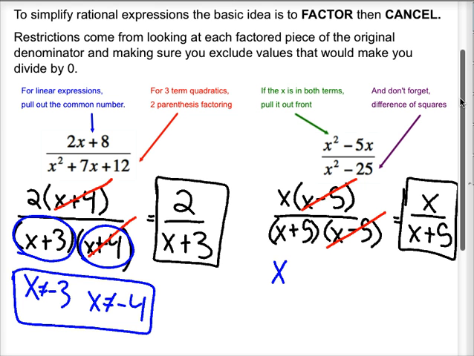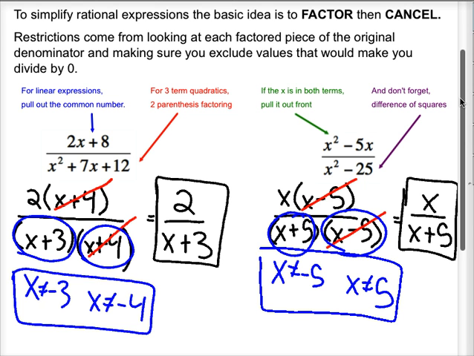Then to state the restrictions, because of that piece, x can't be negative 5. And because of that piece, x can't be 5. And again, in this one, that's all you have to do. Factor, cancel, state the restrictions. Super quick, easy, to the point.